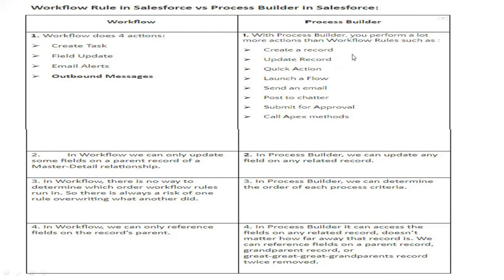But in process builder, we can do all of these. We can create a record, we can update a record using some fields, field update, we can define a quick action, we can launch a new flow as well, and email alert, and we can do submit for approval. We can also call Apex, right? Email alerts also, which is not defined here, we can also do, as we have already seen. And take a screenshot and try to analyze this.